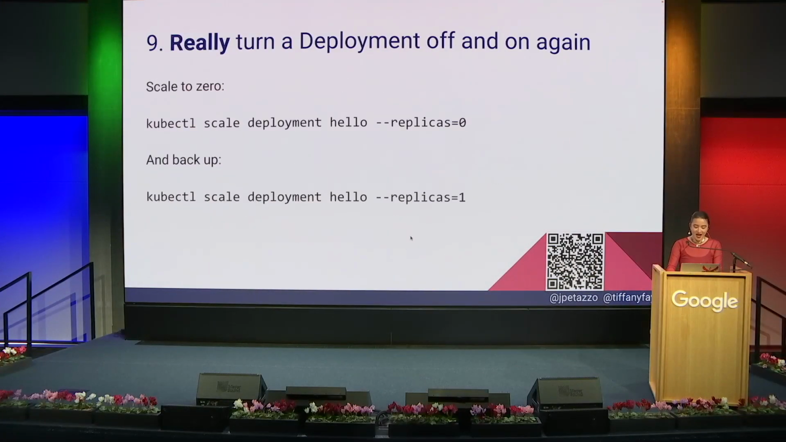So if you actually want to turn a deployment off and on again for some sort of extended period of time, for instance, if you say, I need to do this for whatever reason, for an hour, et cetera, you can use kubectl scale. Who here has heard that? Who here knew that you can scale to 0? OK, so most everyone there.